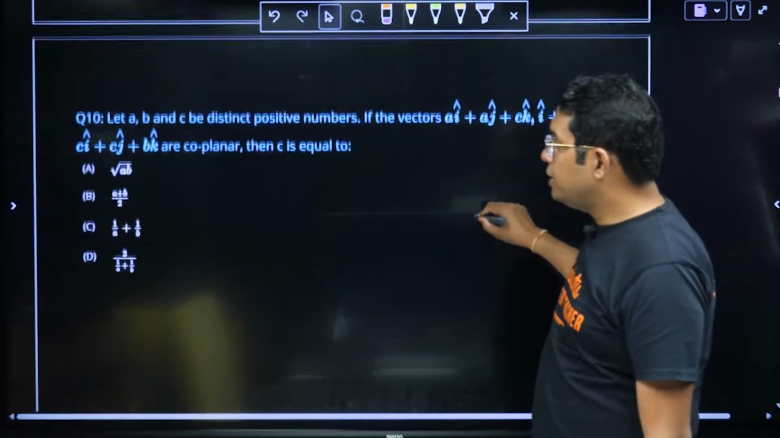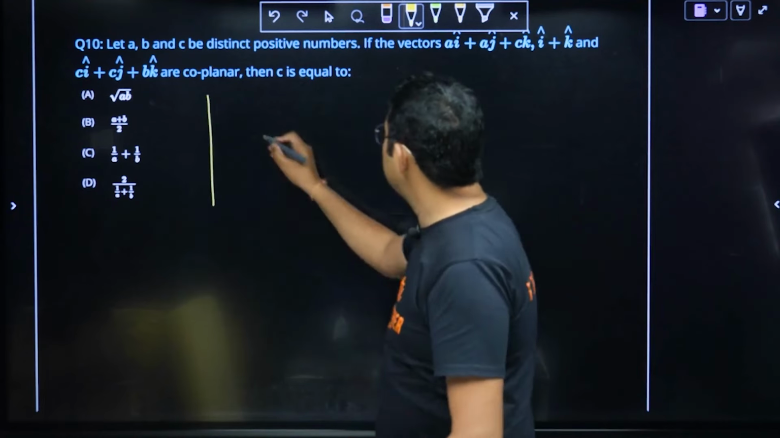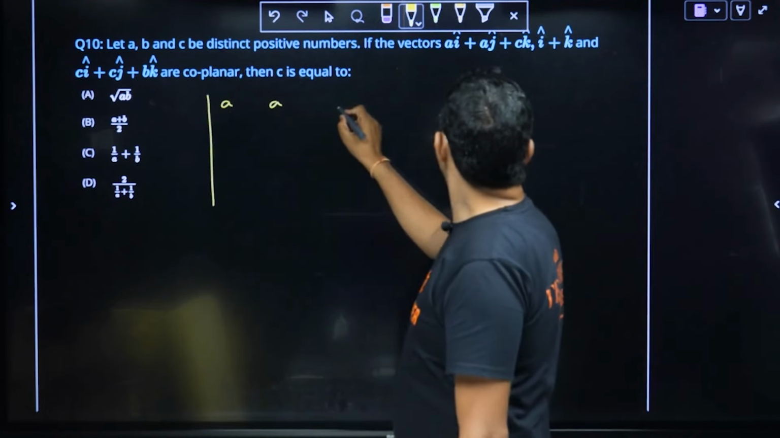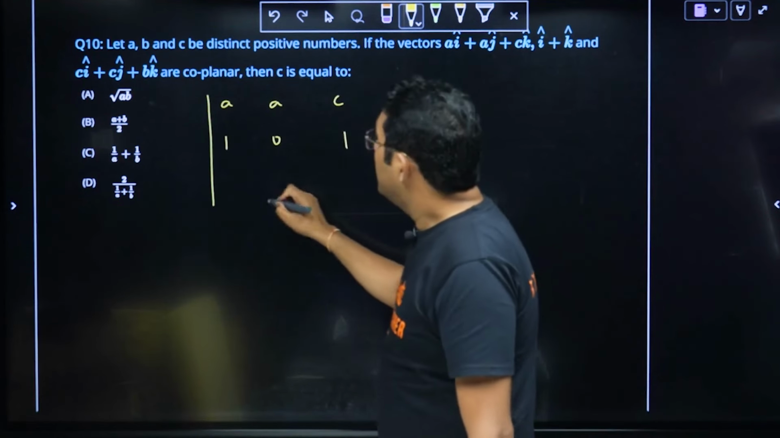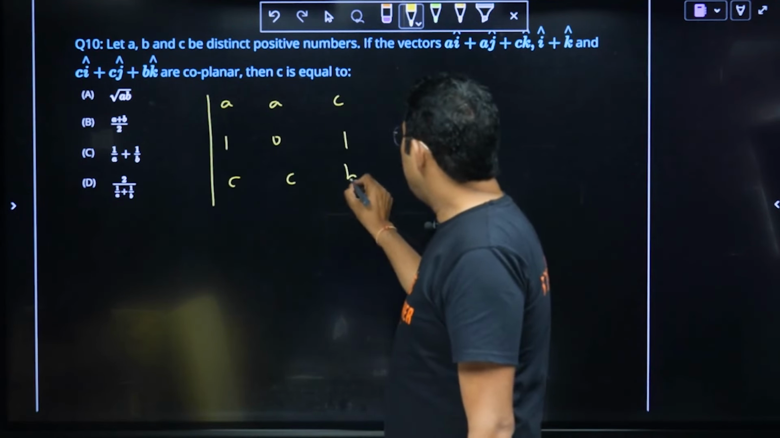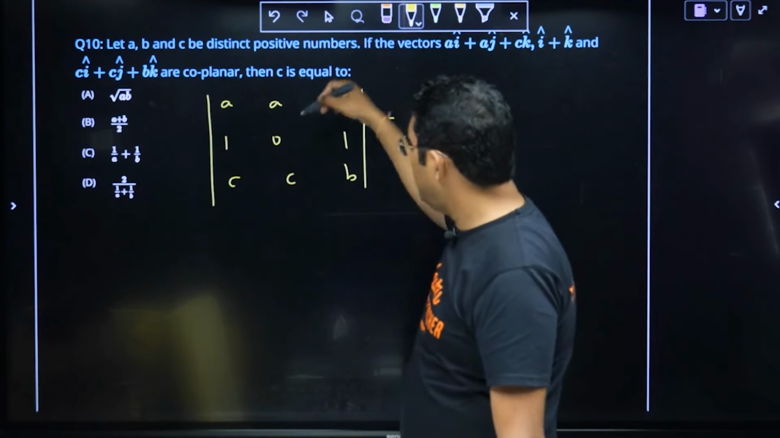Coming to the next question, question number 10. Here we are given a, b, c distinct positive numbers and these vectors are coplanar. So it is a simple question of determinant now. You just need to make this determinant, which is a, b, c, and the second row will be 1, 0, 1, and then c, c, b, equal to 0. I think these two elements are the same, a and c here.